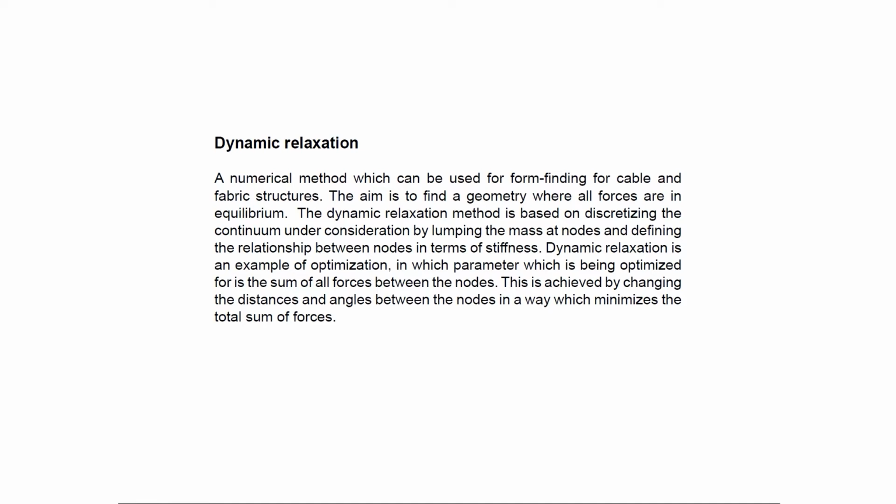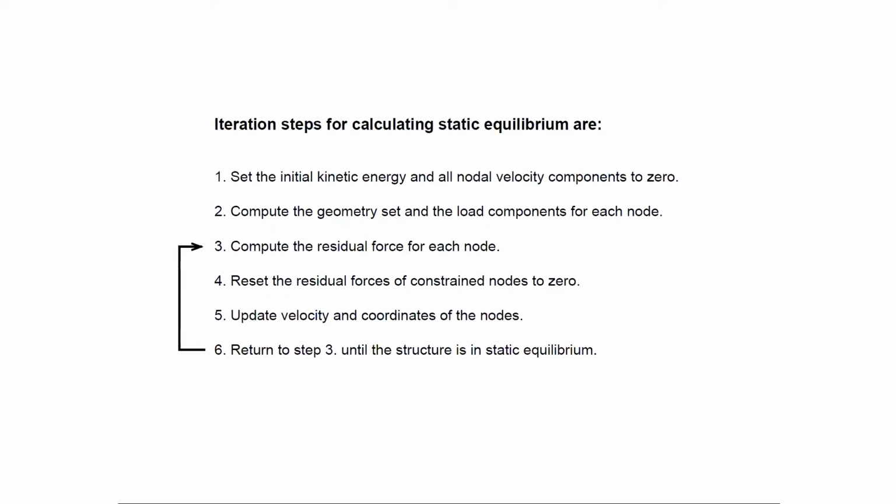And for dynamic relaxation specifically, we always know in which direction we need to move. Okay, we know how we need to change the surface in order to make it more efficient. So it's a very straightforward process in a way, as far as optimizations go. Okay, and this is actually the algorithm, the iteration steps for calculating this static equilibrium.